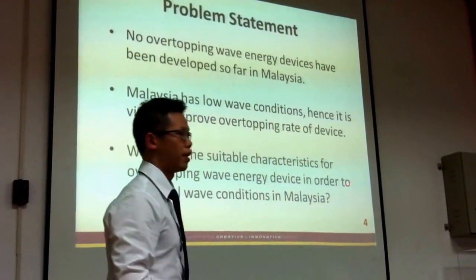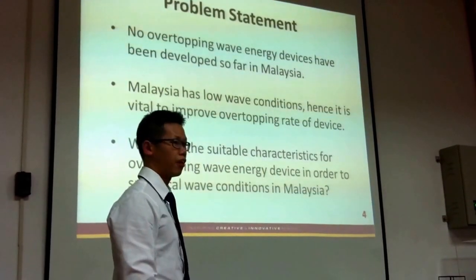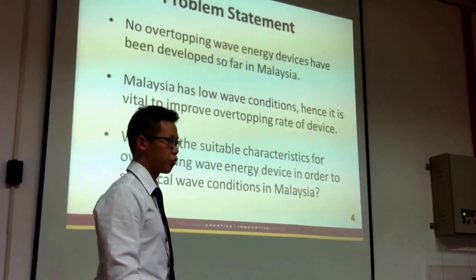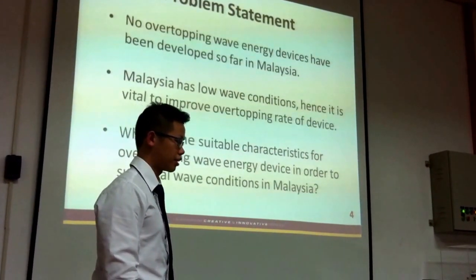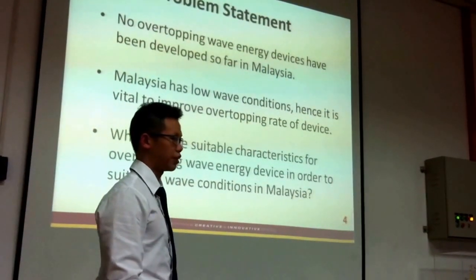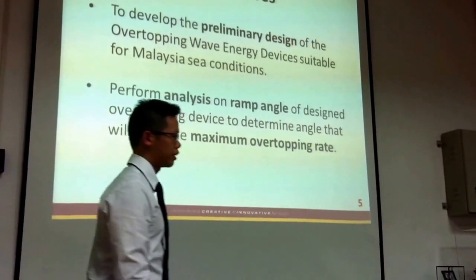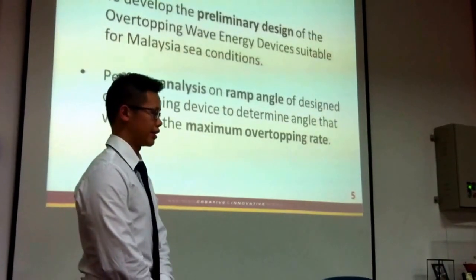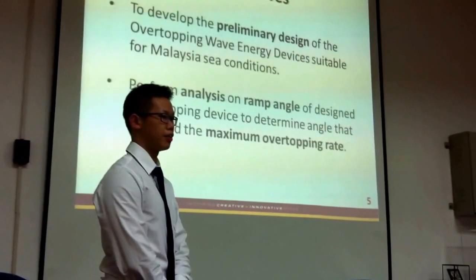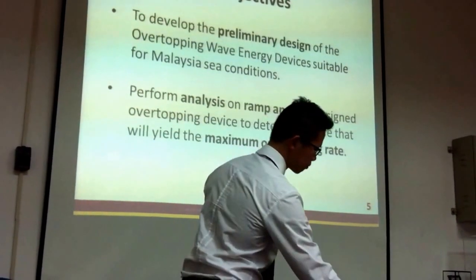The problem statement of my thesis is that no overtopping wave energy devices have been developed so far in Malaysia, and Malaysia has low wave conditions, so it is quite important to improve the overtopping device. And what are the suitable characteristics for this overtopping wave energy device in Malaysia? The objectives of my thesis are to develop a preliminary design for overtopping wave energy devices, as well as to perform an analysis on the ramp angle to determine the maximum overtopping rate.